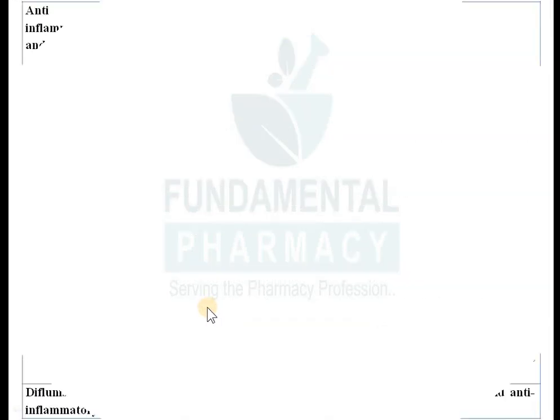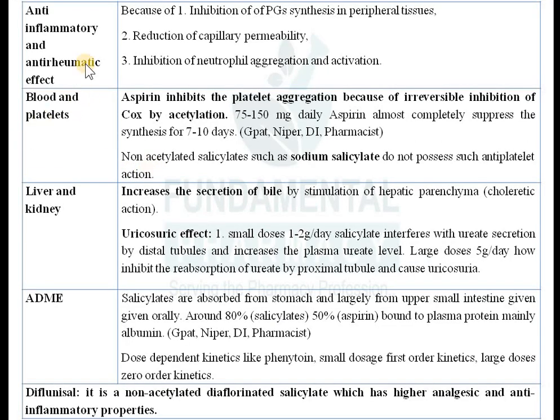Now next one is how the anti-inflammatory and anti-rheumatic actions of aspirin occur. Aspirin acts as anti-inflammatory and anti-rheumatic because of three reasons: inhibition of prostaglandin synthesis by peripheral tissues, reduction of capillary permeability of blood vessels, and inhibition of neutrophil aggregation and their activation. By a combination of these three mechanisms, it acts as anti-inflammatory and anti-rheumatic.